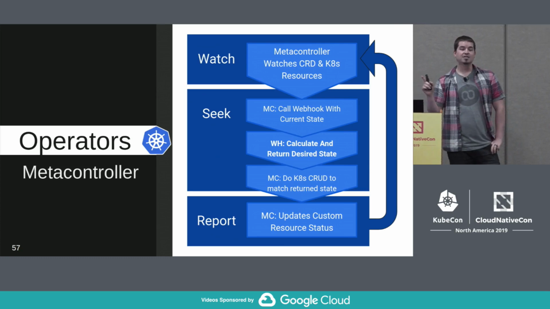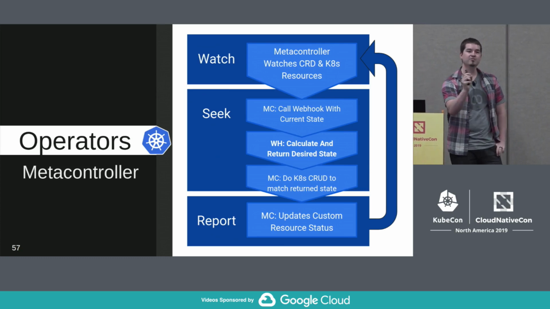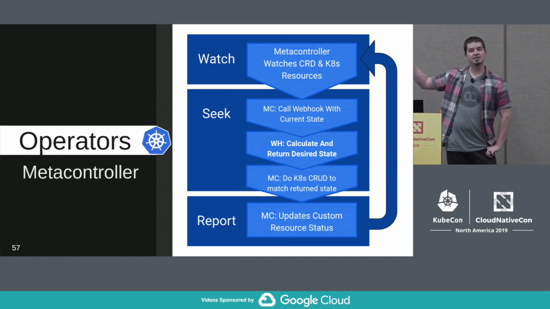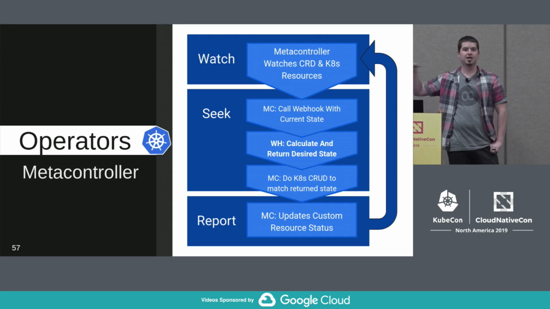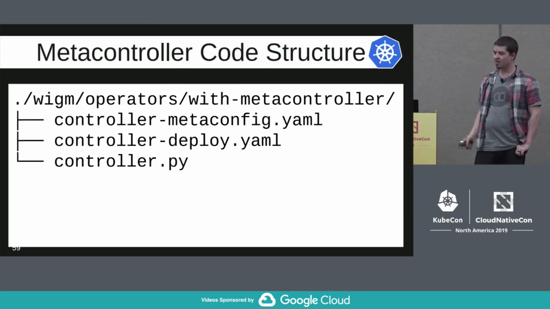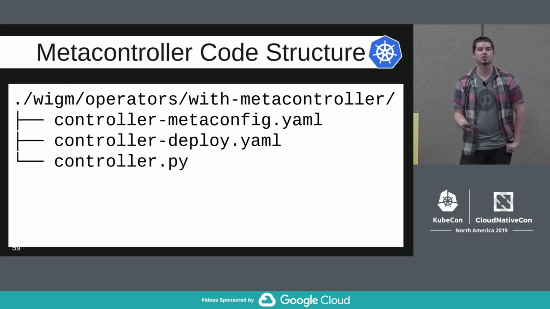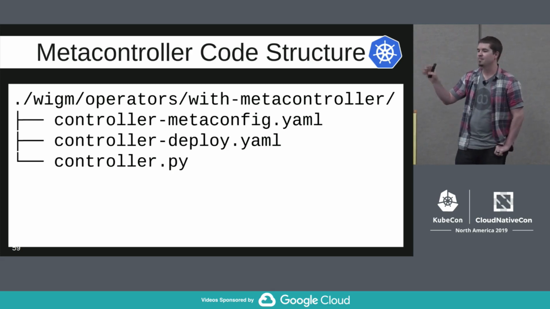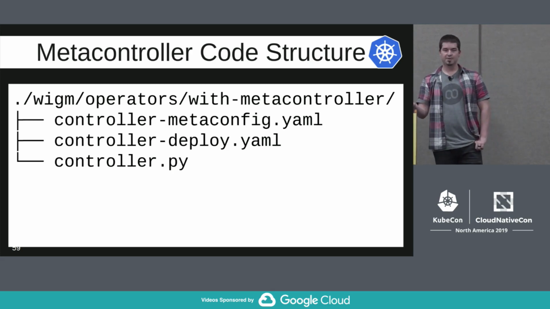So we have our same chart from before, but the only thing we write in this chart is that little bit in the center where we create a webhook to do the calculation of the business logic. This is what it takes to run something with Metacontroller, omitting the fact that you have to install it ahead of time. You create a config. I'm running a deployment to actually run the webhook, and then there's the webhook code.